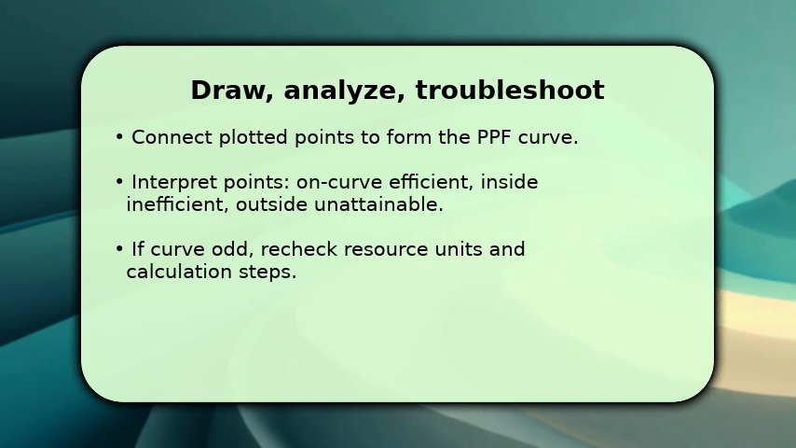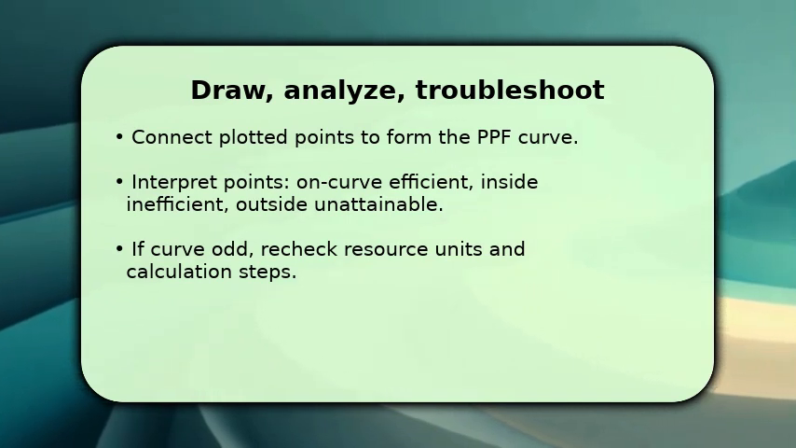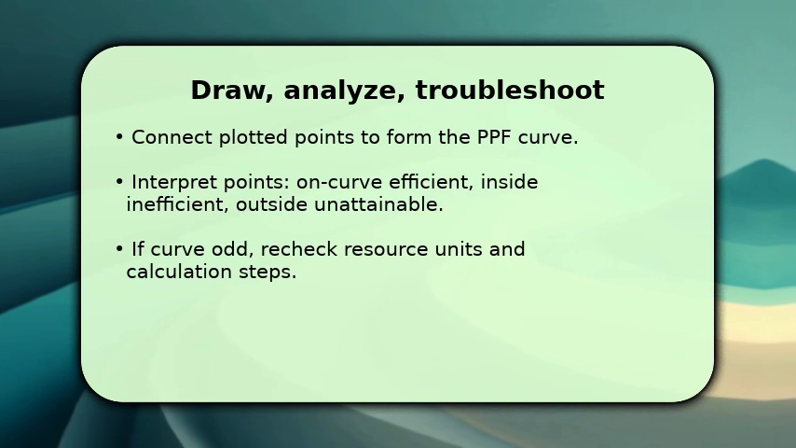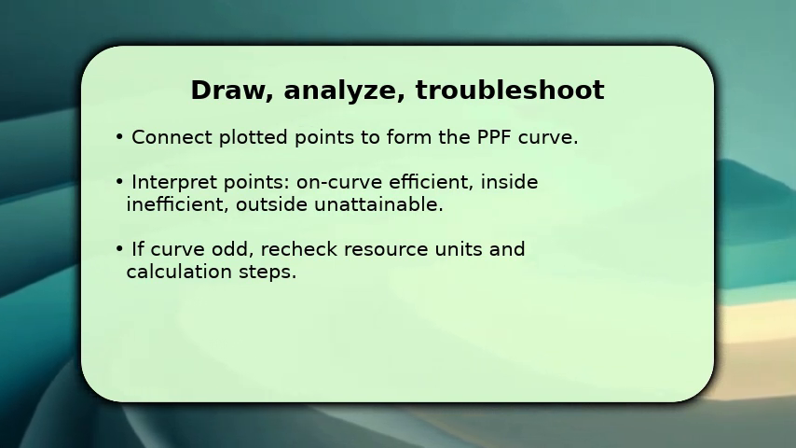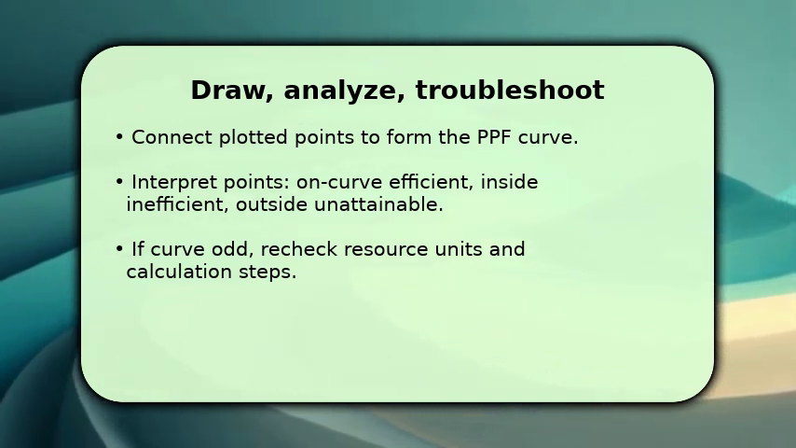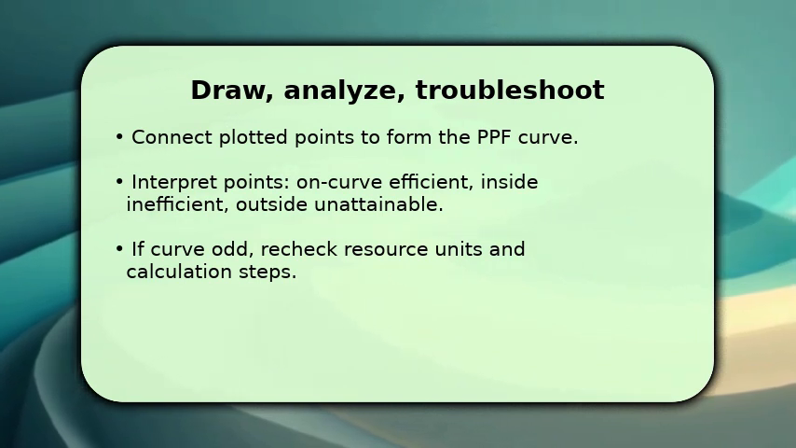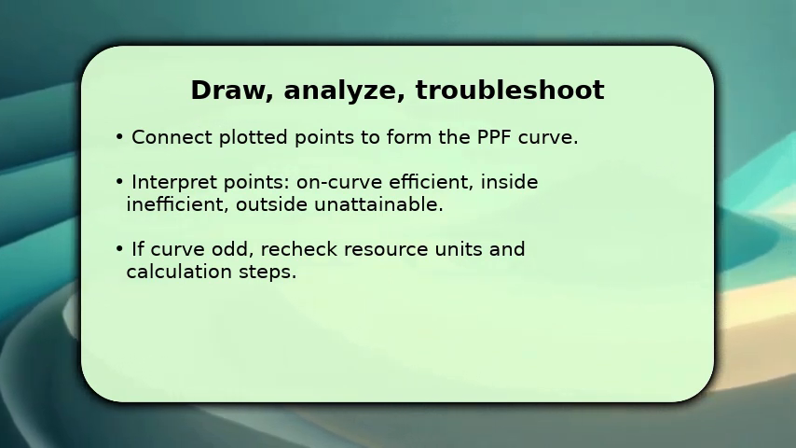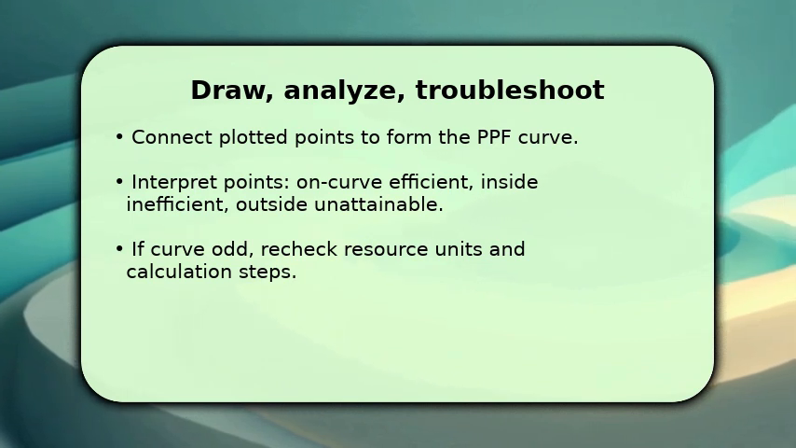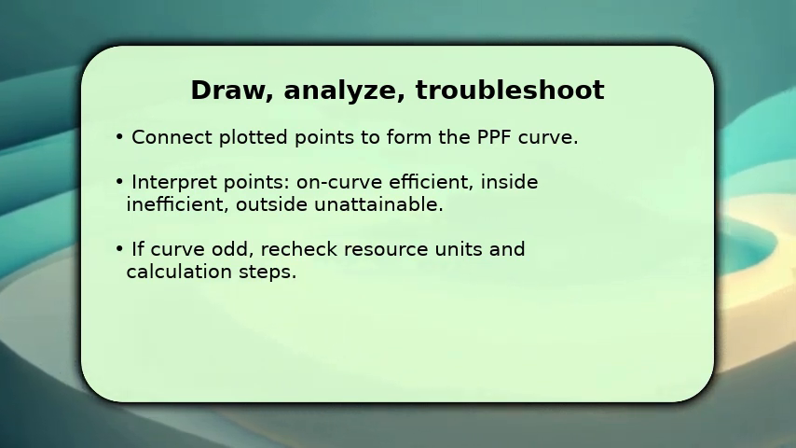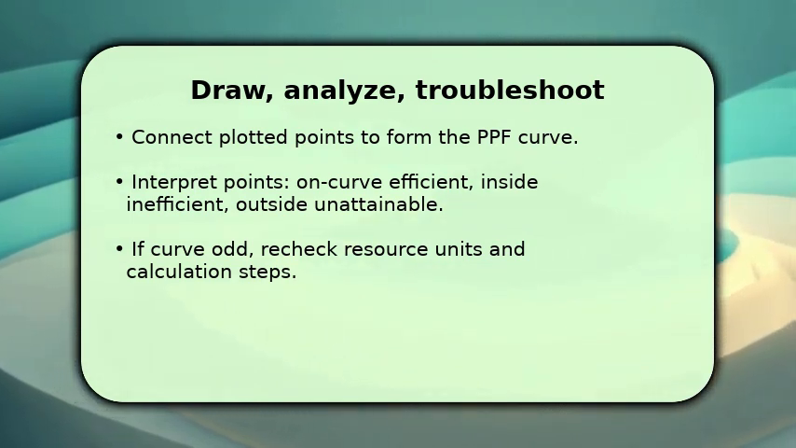Then interpret locations. Points on the curve are efficient, inside points show underused resources, and outside points are currently unattainable. Use the curve to explain trade-offs and comparative advantage between producers. If the curve looks irregular or non-concave, stop and recheck resource accounting, unit conversions, and opportunity cost.